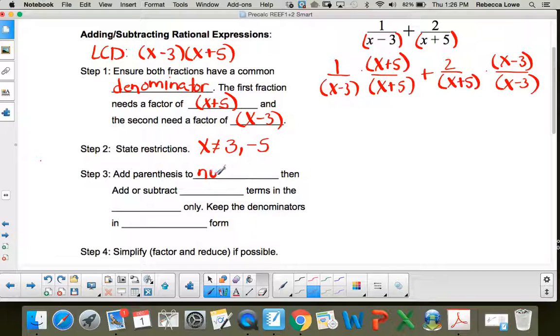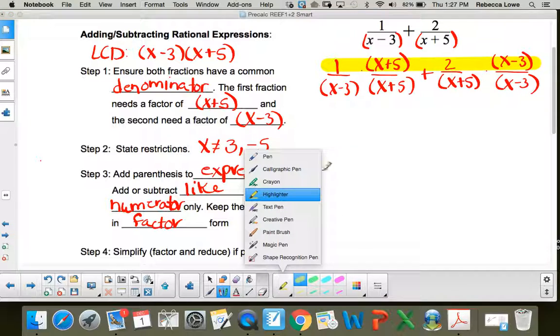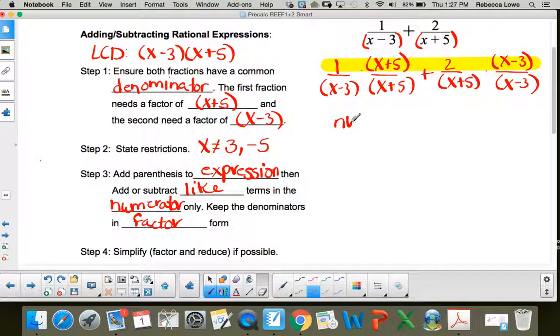Add parentheses to your expression so that you remember that they are factors and they go together. Those terms go together. So once we have our common denominator, we're going to add or subtract the like terms in the numerator only, but keep the denominators in factored form. Do not waste your time expanding. So I am just going to work on the numerator only. This is the way I do these things.